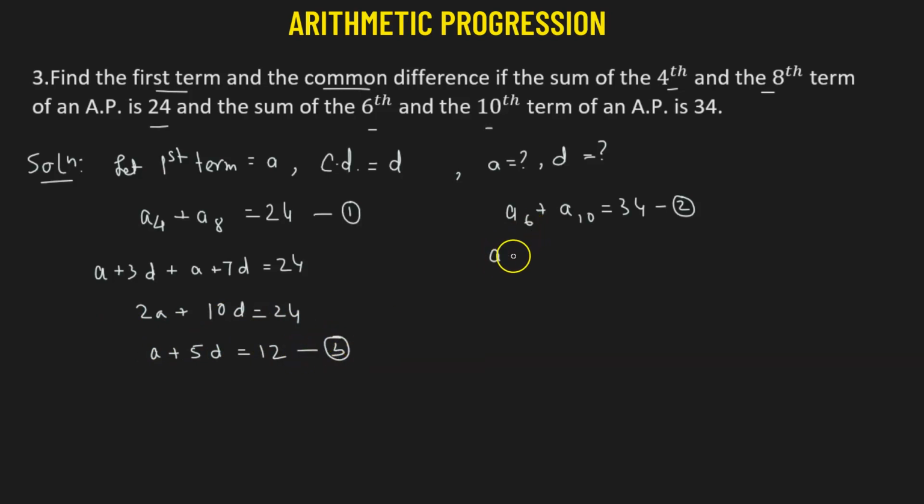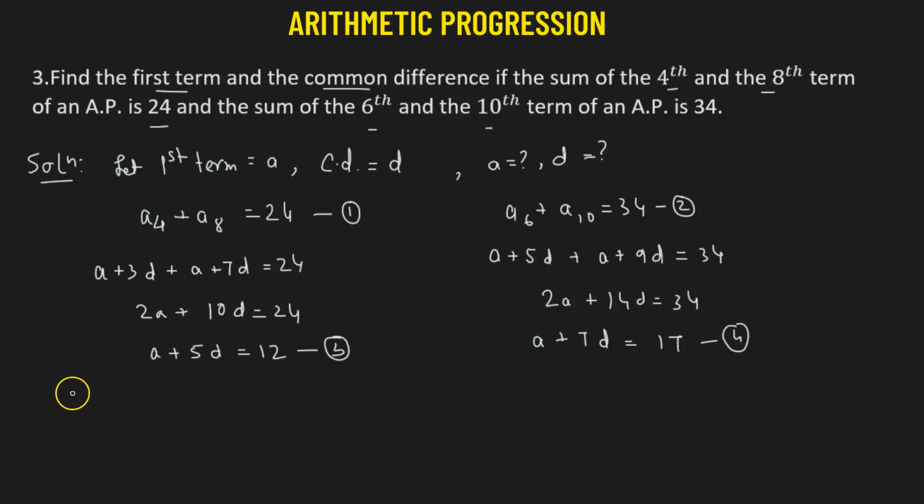Then we have the sixth term, which will be a plus 5d, and it will be added to the 10th term, which is a plus 9d. This will be equals to 34. So we have 2a plus 9d plus 5d, that will be 14d, which is equals to 34. Dividing both sides by 2, we have a plus 7d equals 17. So let this be equation number 4.